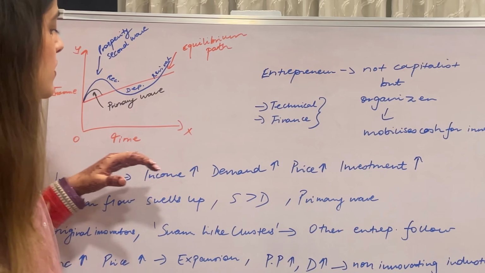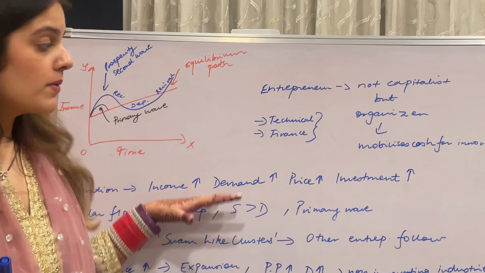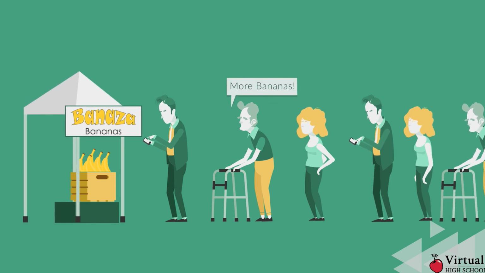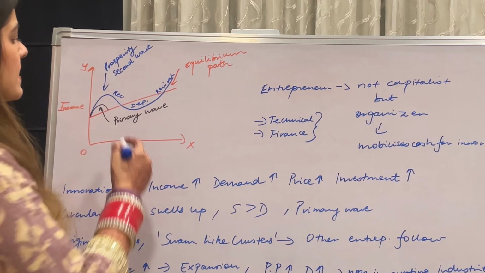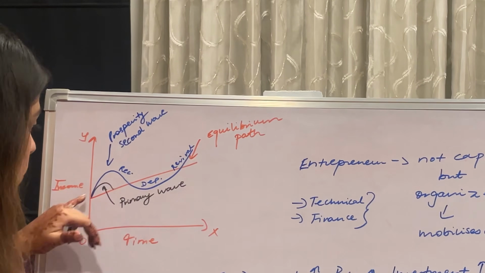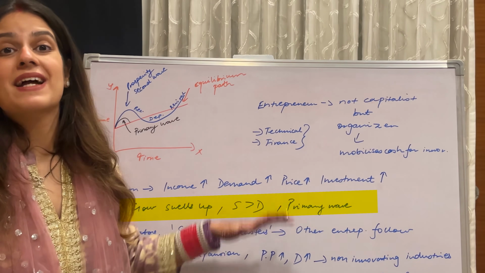So due to which their incomes have risen, which leads to now they have more income, more purchasing power, more demand, more price of that thing is rising, more investment in the economy. So basically that innovation has led to this swelling up of this equilibrium path to the black line or curve. Actually the circular flow swells up. Due to this is called the primary wave.